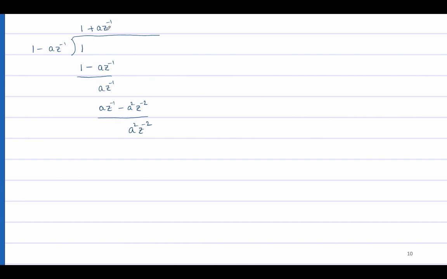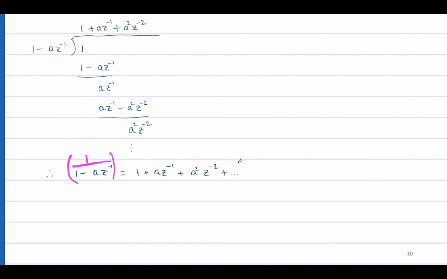And if I do this multiplication, this is what I get. And this is an extra term, the remainder. Now I further divide it, and in this way I keep going and I get the sequence. So what I get is, I'm sorry, it should have been 1 upon 1 minus az inverse is equal to 1 plus az inverse plus a square z power minus 2 plus so on.